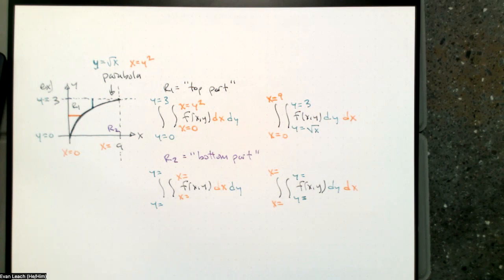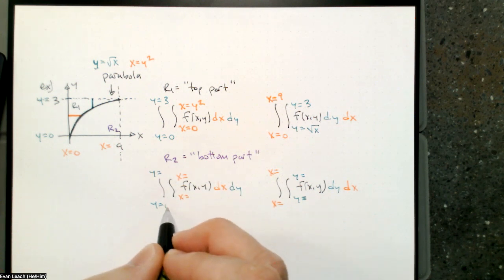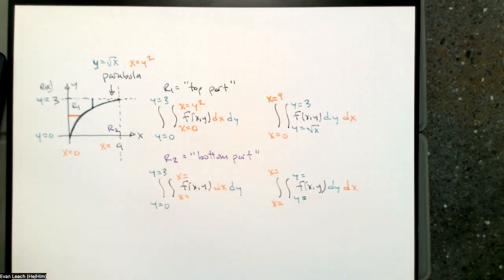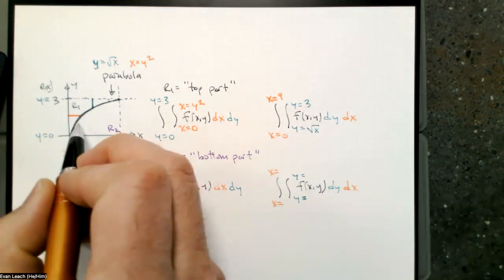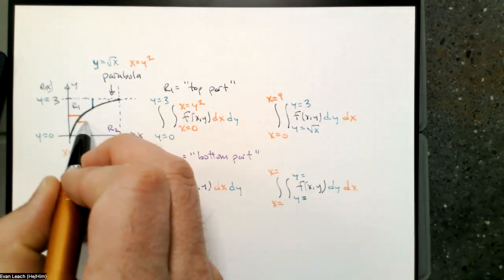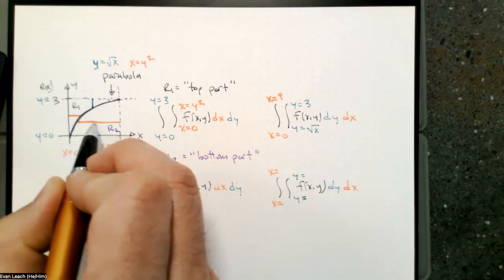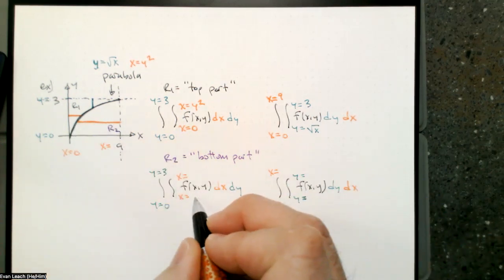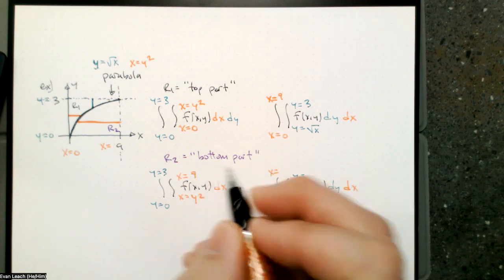So the last integral is always easiest in the dx dy integral. Y goes from 0 to 3. We don't worry about any curvy parts. For the x, we're doing the opposite of what we did in the top part. Here, we start at the parabola and end at 9. So if I pick a typical y value, I start at the parabola and end at 9. In this case, the parabola in terms of x is y squared, and we stop at 9.